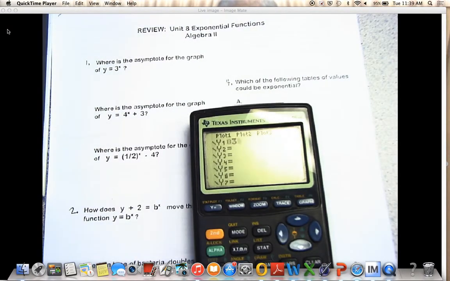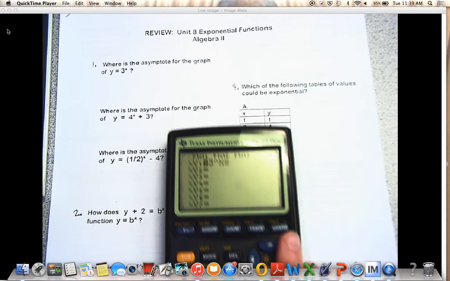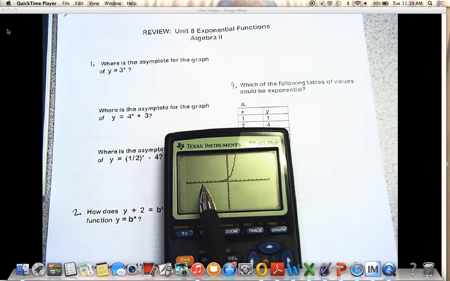So into y equals 3 raised to the x. And when you look at the graph, you'll notice it probably takes a while, and then you'll start to see it show up about right here. And then the exponential function, of course, hits that curve and goes up. But it's coming in next to this line right here.